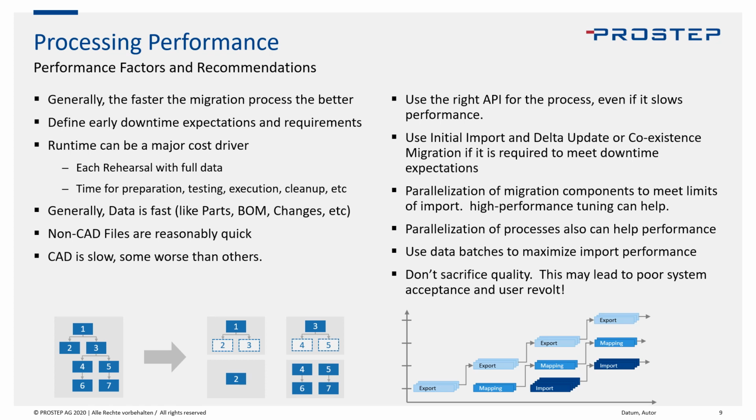Generally, data is fast, right? So creating items, item revisions, parts, BOMs, changes, those types of data, that's pretty quick. Data set upload, like for files, is also fairly quick, but the streaming of the binary files is sometimes a little less performant than just creating the data. And then CAD is slow, and not all CAD is created equal. Some is worse than others, but that's a major factor in driving the overall performance of the migration itself.